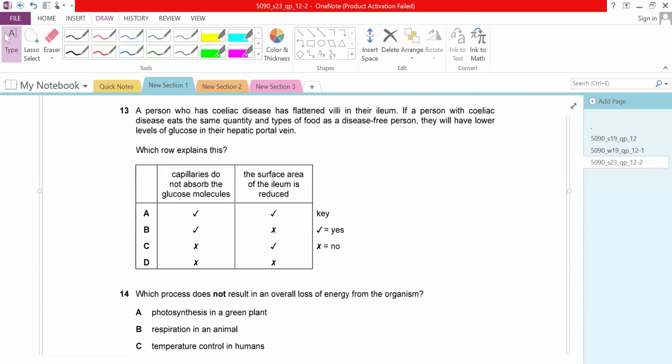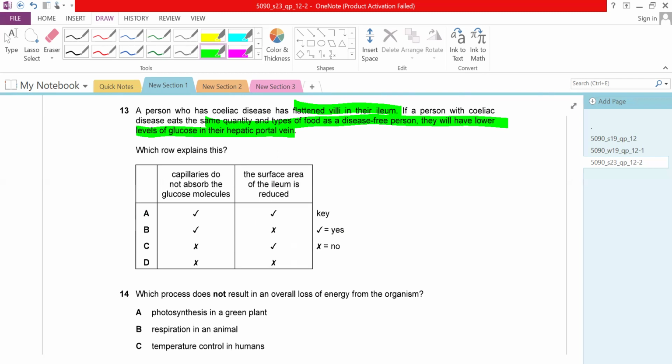Question 13. A person who has coeliac disease has flattened villi in their ileum. So the villi are flattened due to a disease. If the person with the chronic disease eats the same quantity and type of food as the disease-free person, they will have a lower level of glucose in their hepatic portal vein. Because the villi are flattened, the surface area is reduced, and due to the reduced surface area, absorption has been decreased. So that's why they will have a lower level of glucose in their hepatic portal vein.